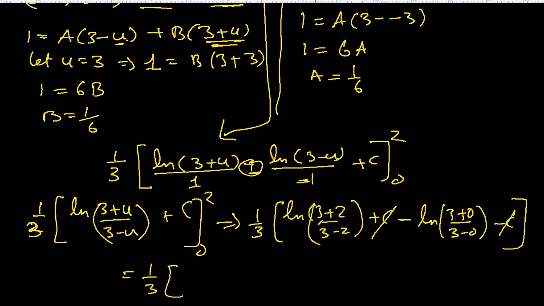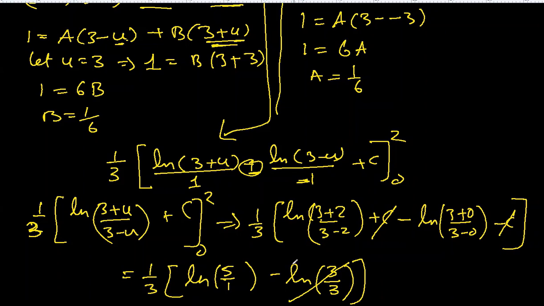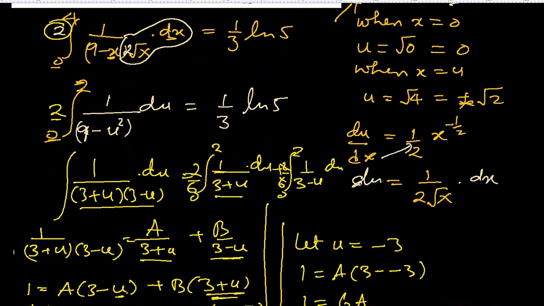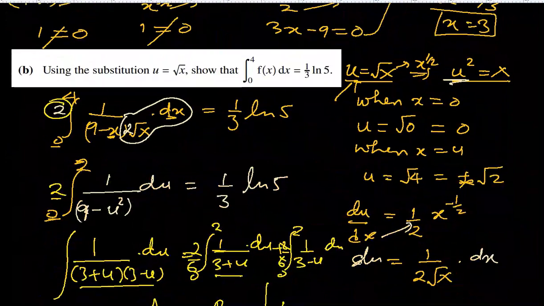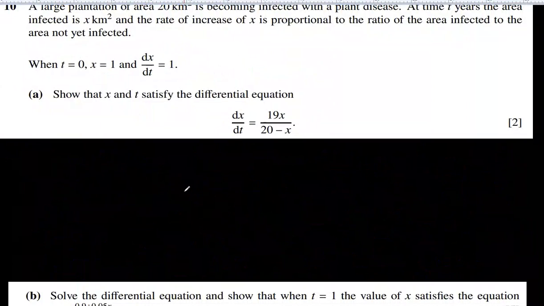And we are left with what? 1 over 3. 3 plus 2 is 5, so ln of 5 over 3 minus 2, which is 1. Minus ln of 3 plus 0 is 3, 3 minus 0 is 3. 3 over 3 is 1, so ln 1 is 0. This one is gone. The only thing left is 1 over 3 ln 5, and hopefully this is what they wanted us to show. Yes, 1 over 3 ln 5.